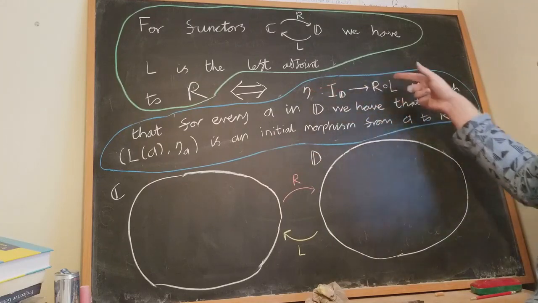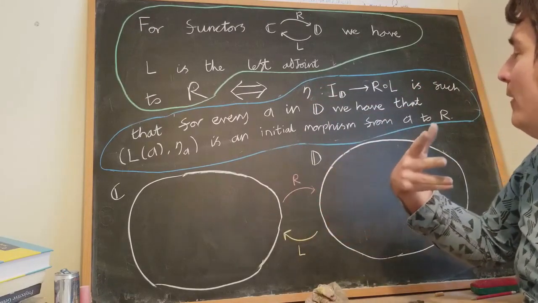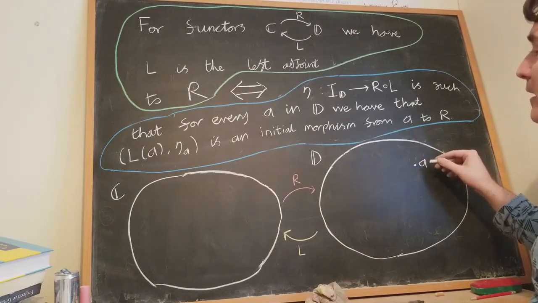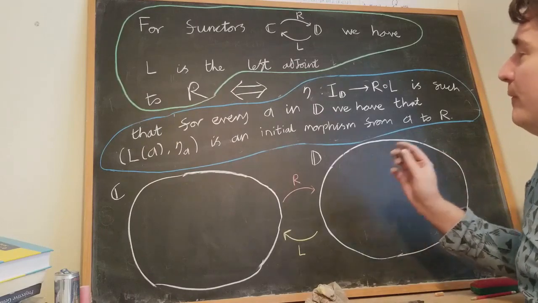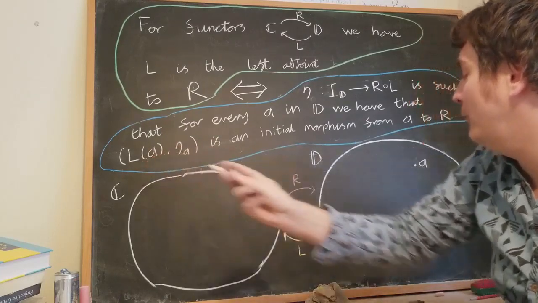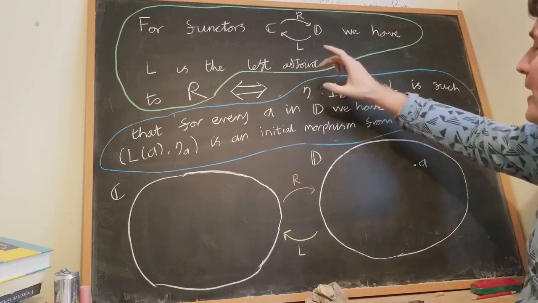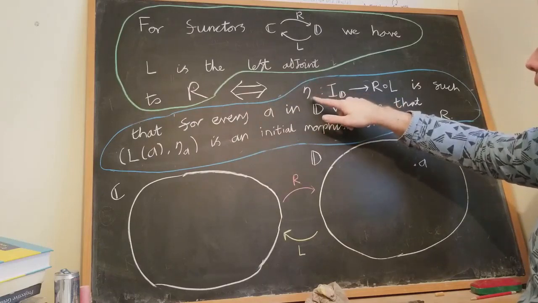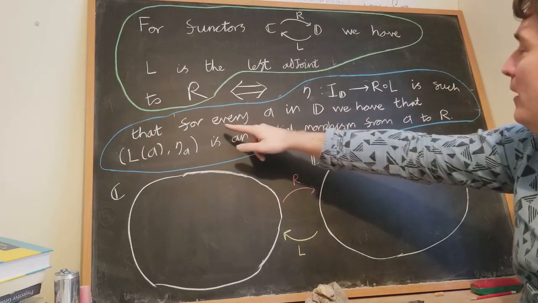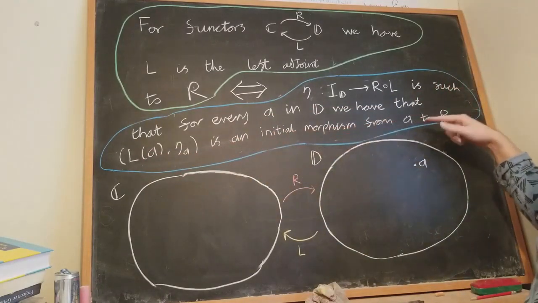So yeah, we have this natural transformation, and we want it to be such that we have a load of initial morphisms. Basically, we have an initial morphism from every object A in our category D, and the first element in the pair of those initial morphisms is labeled by this functor L. Okay, so what do I mean by this? Well, let me just read it out properly. I'm saying that L is the left adjoint to R if and only if we have a natural transformation from the identity functor of D to R after L, which is such that for every object A in D, we have that L of A, comma, eta A is an initial morphism from A to R.